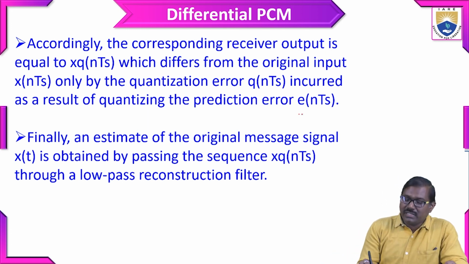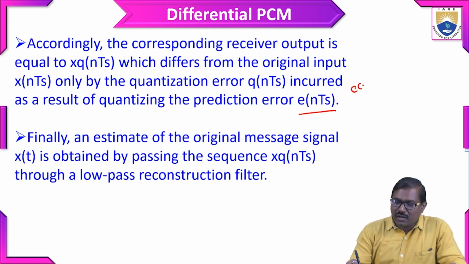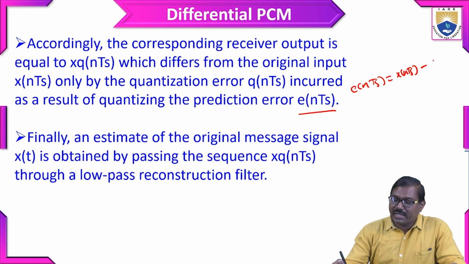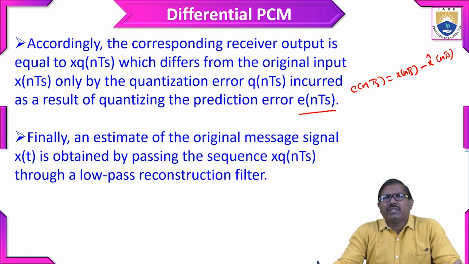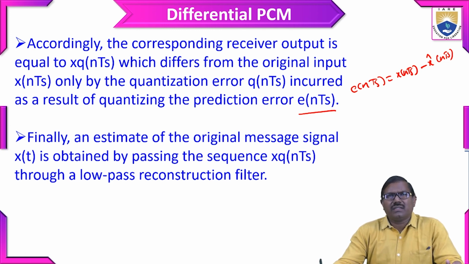Why? Because in the transmitter we have this prediction error e(nTs). So e(nTs) is nothing but x(nTs) minus x̂(nTs). Here we find this prediction error, which is applied to the quantizer. We get the quantized output, and thereafter we encode it.